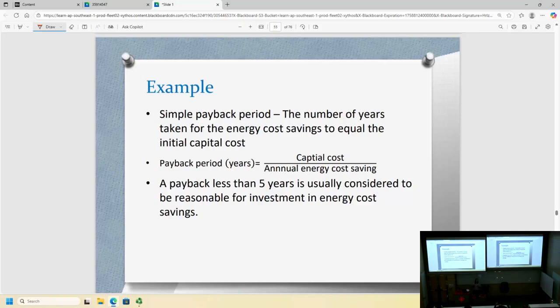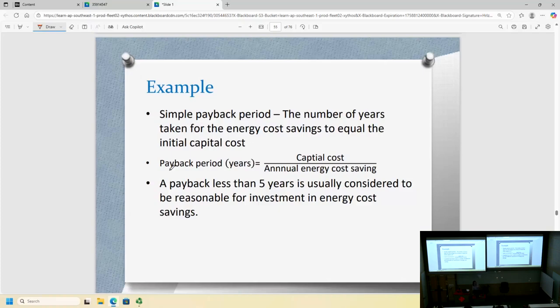Okay, so next, for installing these renewable energy systems, we need to pay a certain amount of capital, right? Capital costs. And for analyzing whether it is economically viable to install that kind of system, we may use the payback period. The simple payback period is the number of years taken for the energy cost savings to equal the initial capital cost. Very simple calculation.